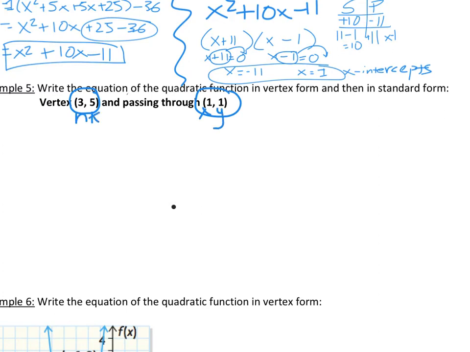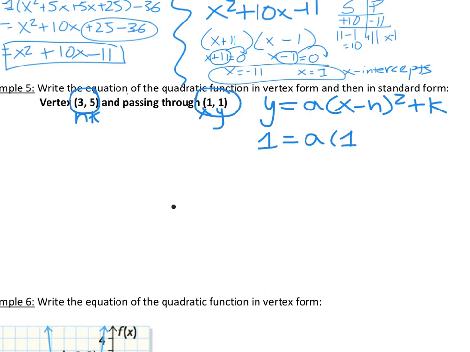Remember that vertex is my h and my k. So if I write down my blank equation for my vertex form, a bracket x minus h squared plus k, it looks like I've got all the variables except 1. It looks like all I'm missing is a. So let's fill in everything that we know and then solve for that missing variable. So y, I know what it is, it's 1. A, I have no idea what that is, that's what I'm finding. X is also a 1.